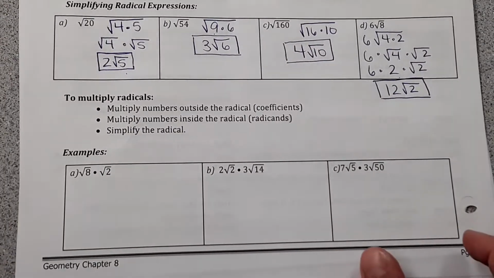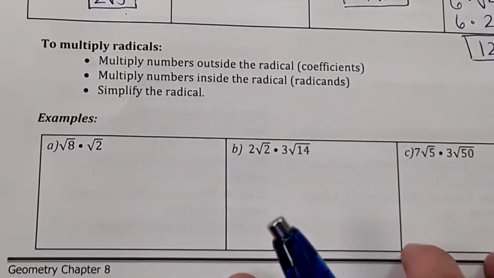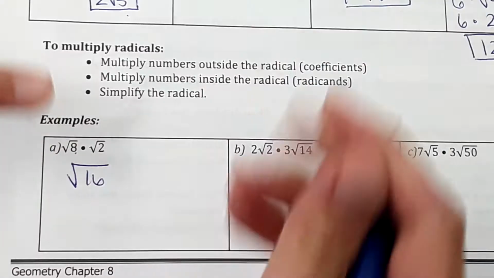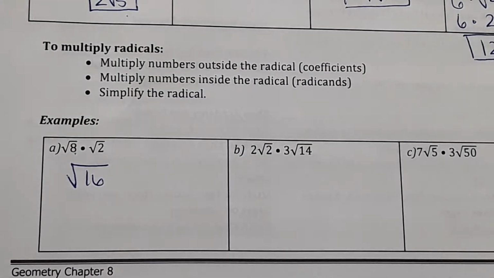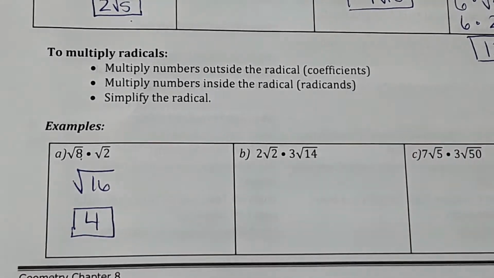Okay, so looking at these examples here, what would you do? Here you would do square root of 8 times square root of 2 is square root of 16. And then square root of 16 is 4. And that's it.